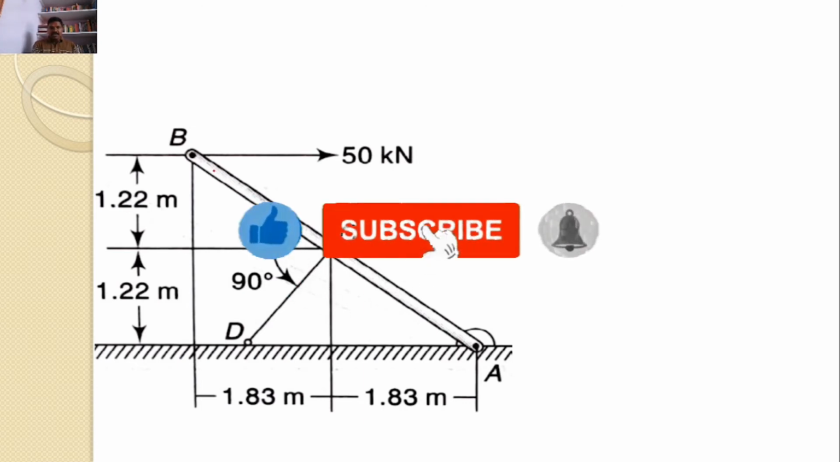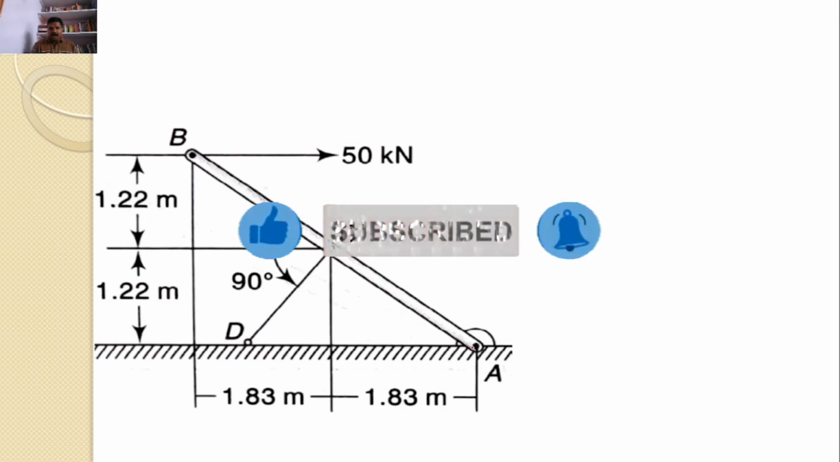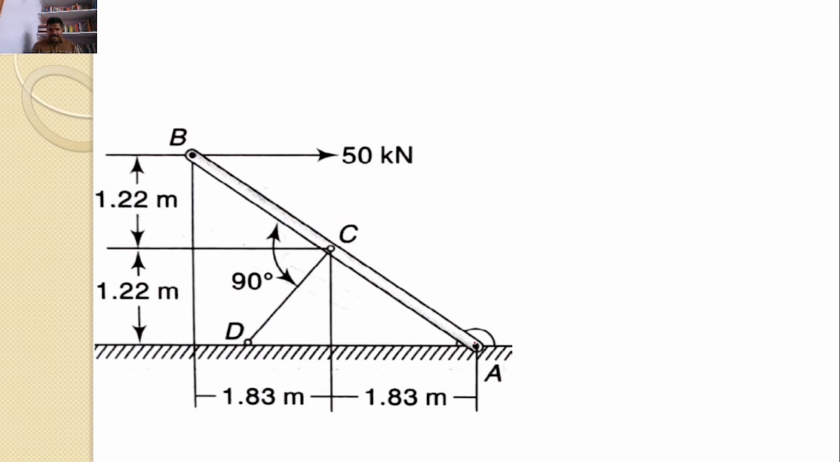First of all, let us draw the free body diagram of AB. A is a hinged support. The hinged support will introduce two reactions. Let those two reactions be RAH and RAV. And the CD strut will introduce a force along CD, away from the point C. And there is a force of 50 kilonewtons.